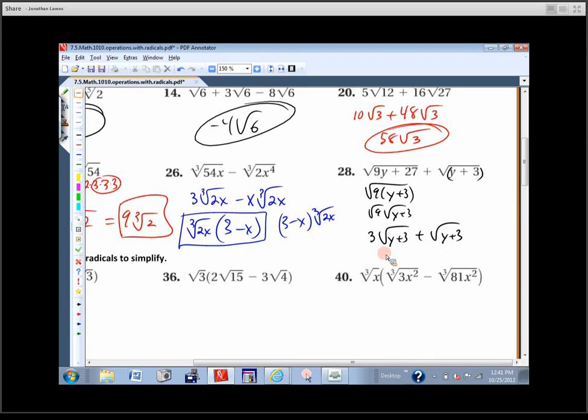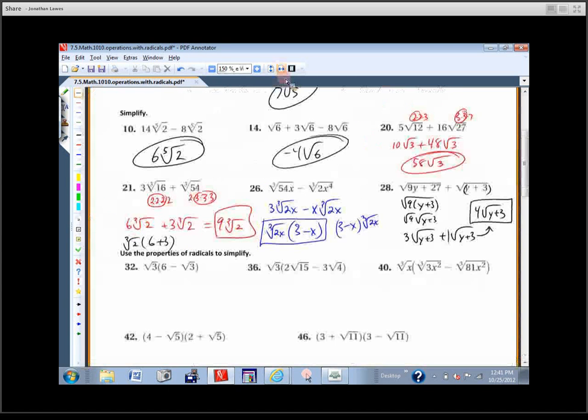Questions? If I have 3 of these and I have 1 more of those, remember that's understood to be a 1, how many do I have altogether? I've got 4 of them. So my answer is 4 radical y plus 3. That's it. Any questions?